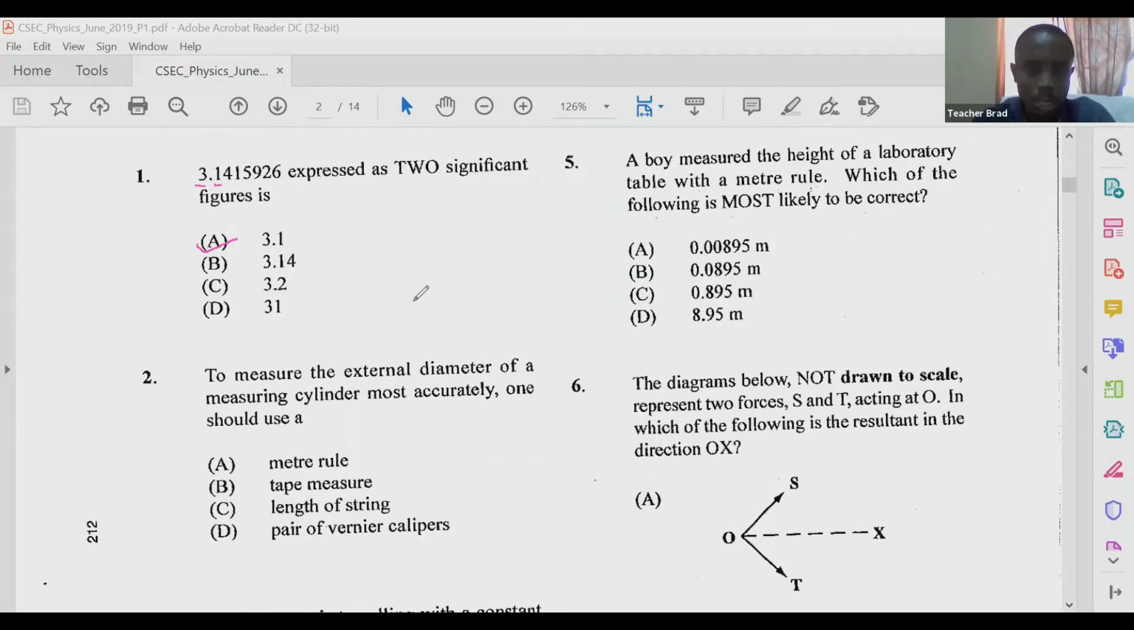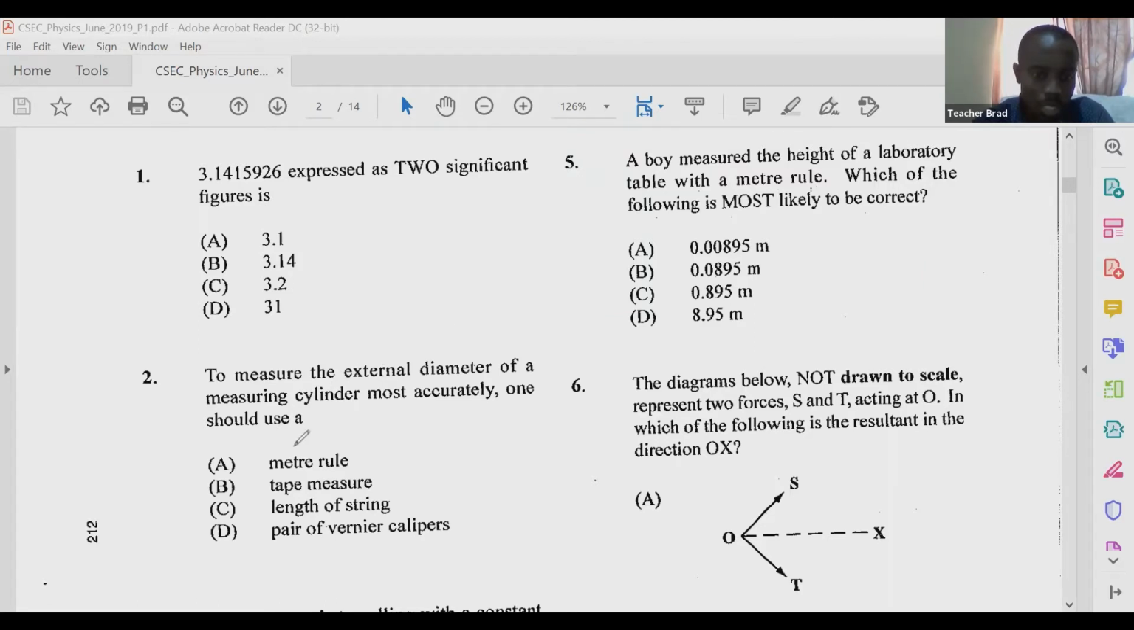All right, number 2. So question 2 says, to measure the external diameter of a measuring cylinder most accurately, one should use a what? So you want to measure the external diameter of a measuring cylinder. And so we look at the options. Typically, to measure external and internal diameters, you would probably use a pair of vernier calipers.